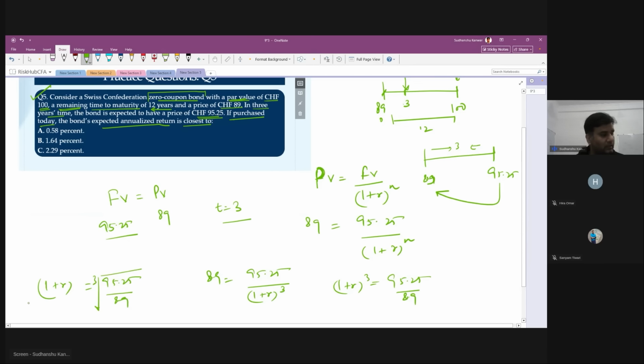So where is my calculator? If we take the cube root of 95.25 divided by 89, we get approximately 2.9, raised to power 3.